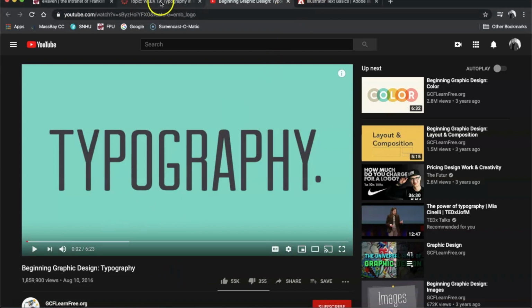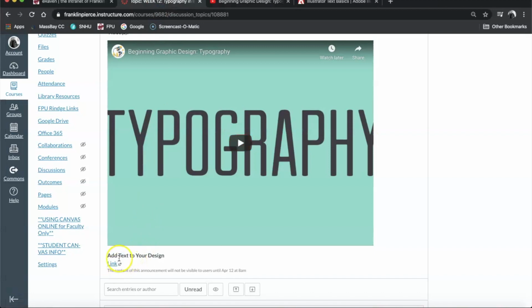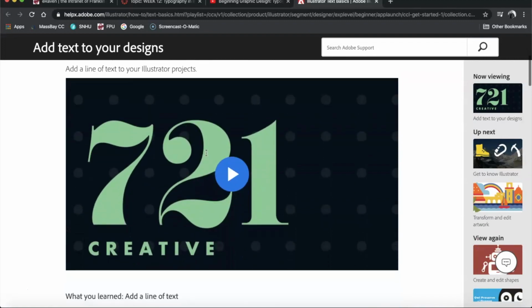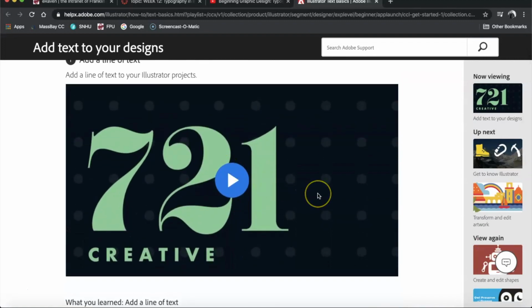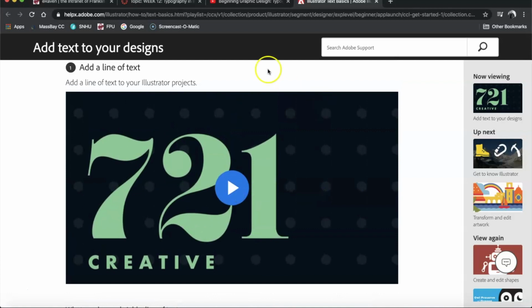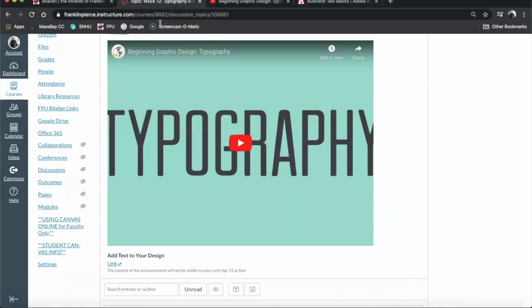And then the next link in the announcement is down here, adding text to your design. This is specifically from the folks at Adobe, and this goes into some of the nuts and bolts about how to use typography in Illustrator. We're going to go over our own lesson on that in the next lecture, but you can check out this video too. It is another great way to look at it, and it is super helpful.